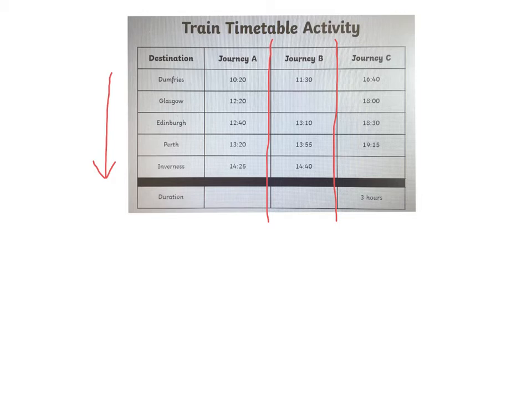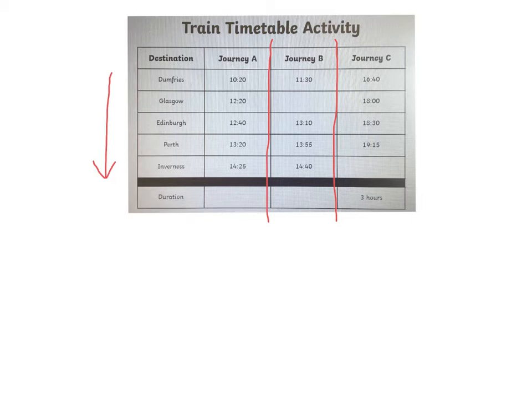So as you can see, we've got the different times for each journey. We've got the time that each journey starts and finishes. We've got the time it arrives at each stop, and then we've got the duration at the bottom, so how long the total journey takes. So when it starts at Dumfries and then finally gets to Inverness where it finishes, how long does that total journey take? And you'll see there's also some blank boxes in this timetable, and that's just because there are some questions that are going to ask you to fill in those boxes.